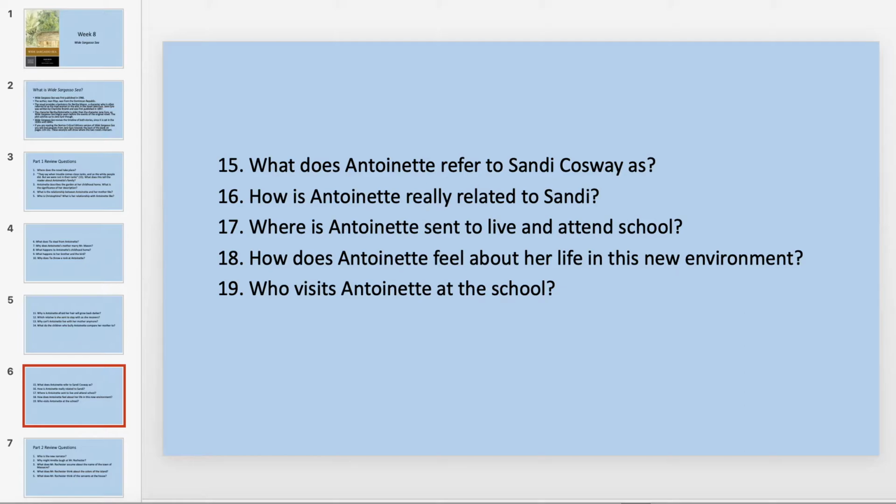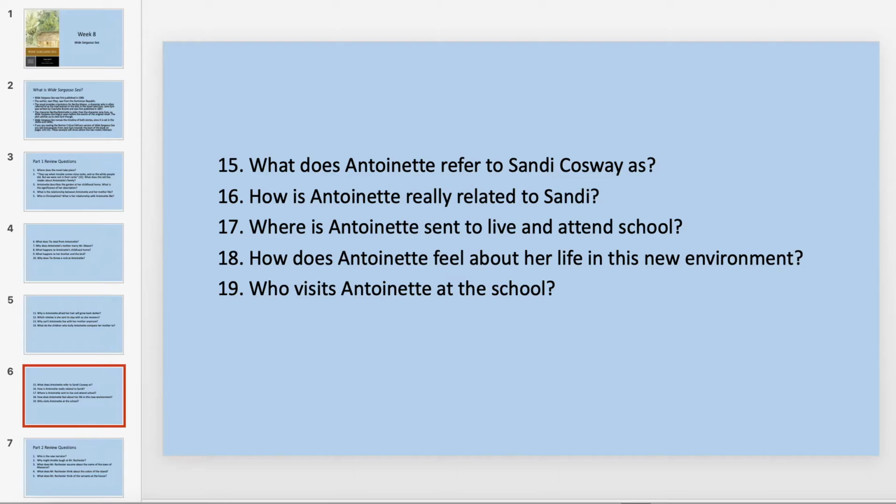Going on here, what does Antoinette refer to Sandy Causeway as? So Sandy Causeway is technically Antoinette's nephew. This is something that can be confusing. Depending on what version of the text you're reading, there will be a footnote that clarifies the situation. But if we think back, Antoinette's biological father had died, but before he died, he had other wives and other partners besides her mother, besides Annette. So she has several half-siblings, and some of those half-siblings are older than her and have their own children.